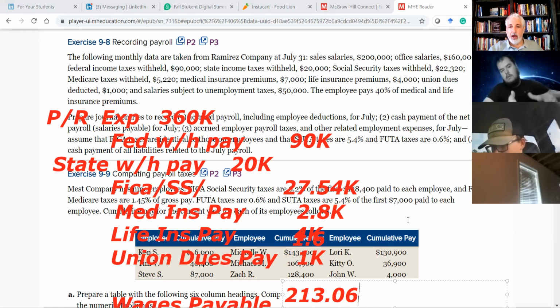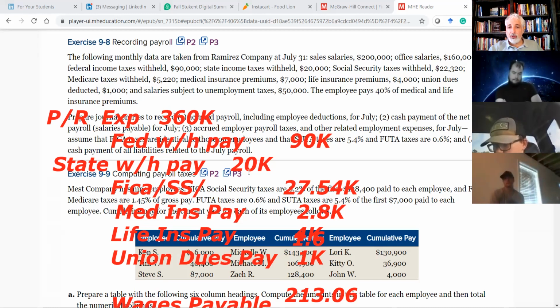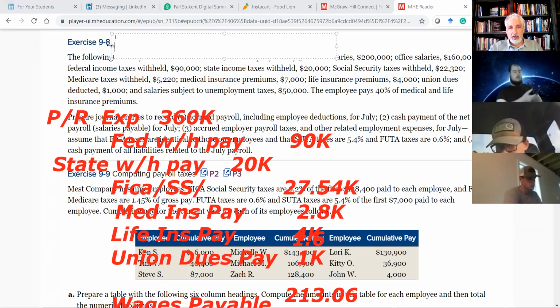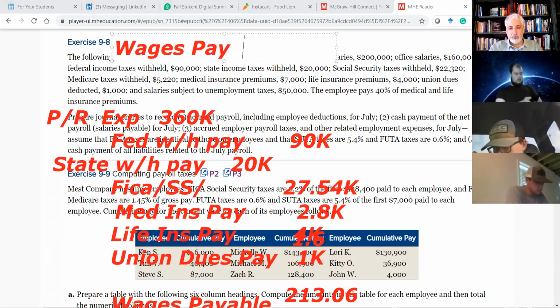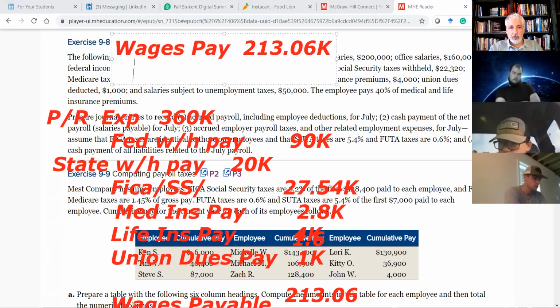So we've got a payable obligation that shows up. All of this is showing up as a payable. We get to 20,000 there too. Thank you. 90,000. And this payroll expense totals 360. When we write the check, we're going to clear the payable. So we're going to have wages payable go to 0. And we're going to have the cash. We're going to write the checks to the employees.